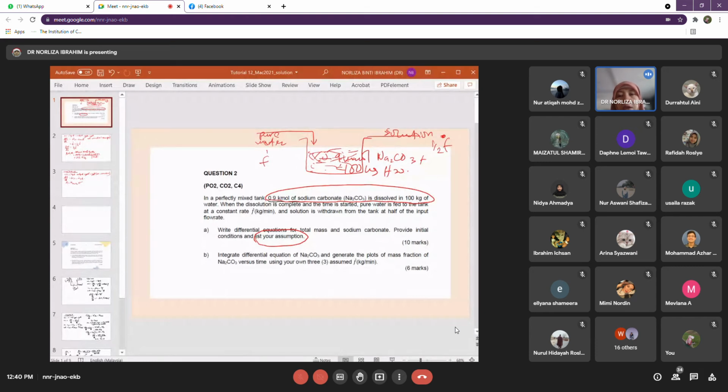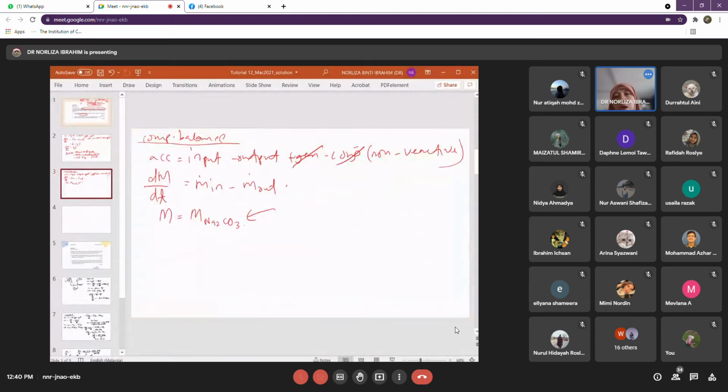So now for the component balance, how are you going to represent the M so that it is actually related to your sodium bicarbonate? You get my question or not?